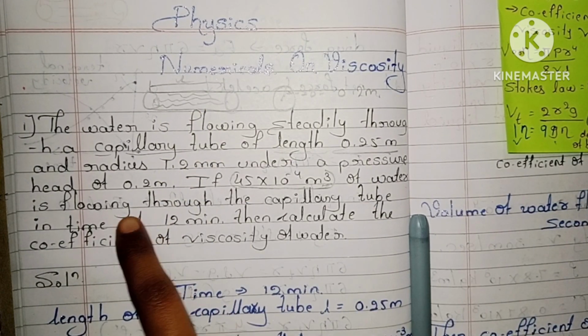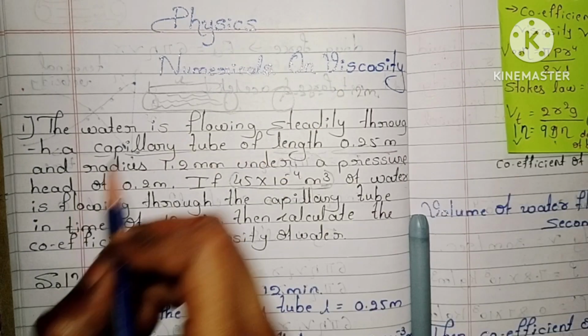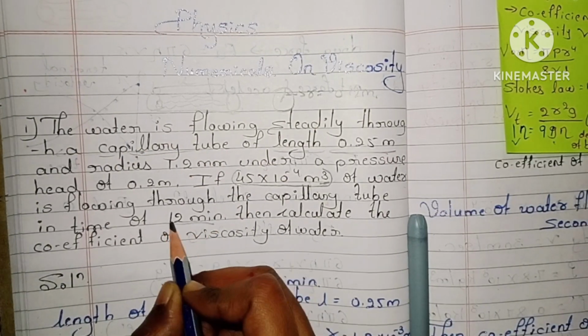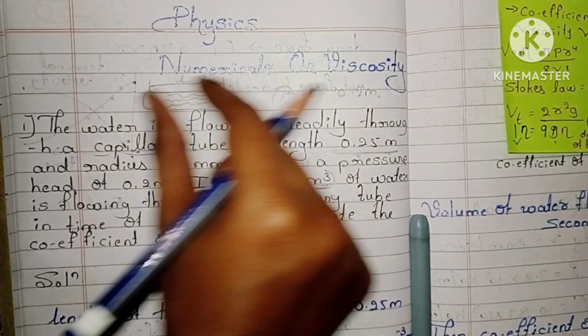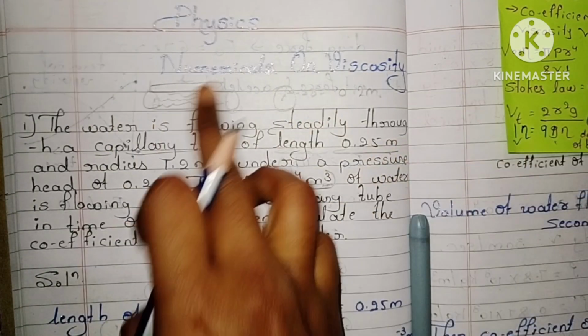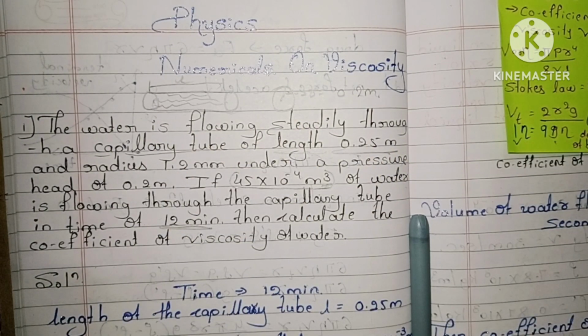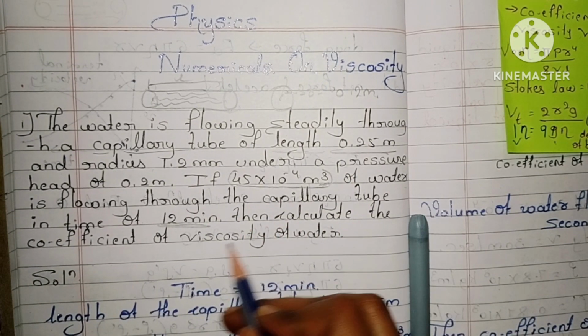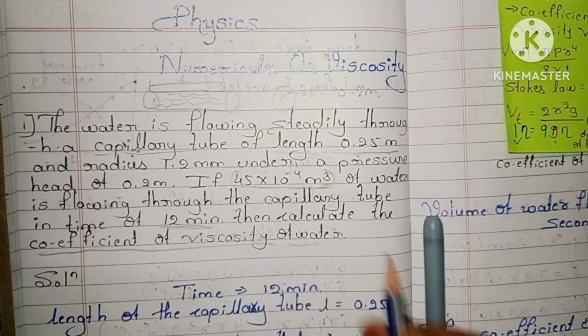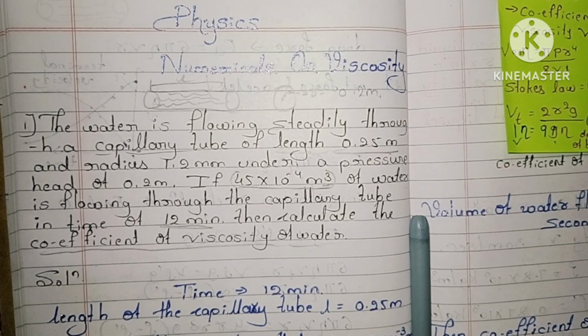After that, they have mentioned the time: at 12 minutes that liquid is flowing through this capillary tube. Then calculate the coefficient of viscosity of water. So what we have to do is find the coefficient of viscosity of that water.